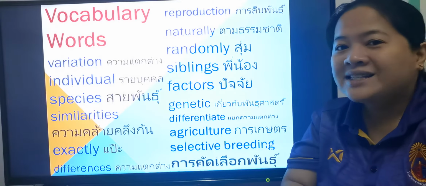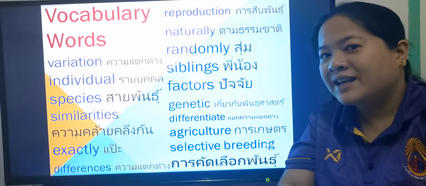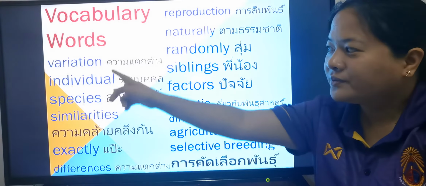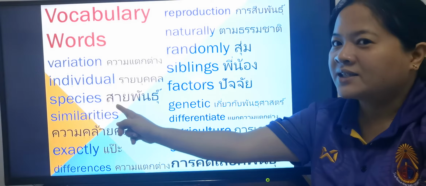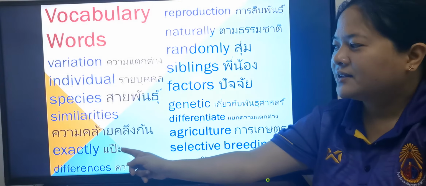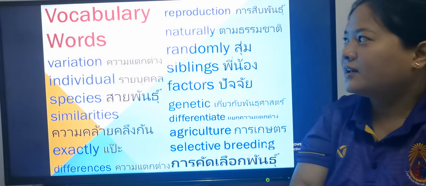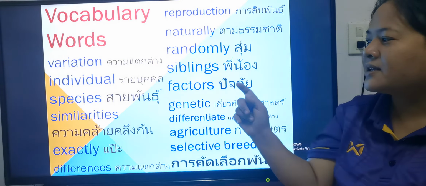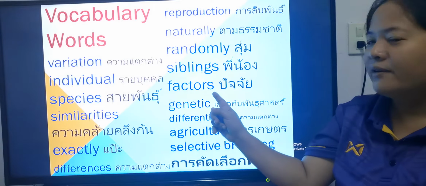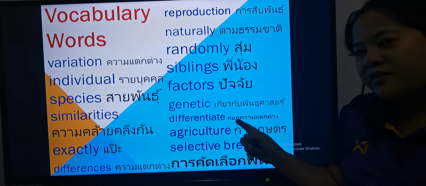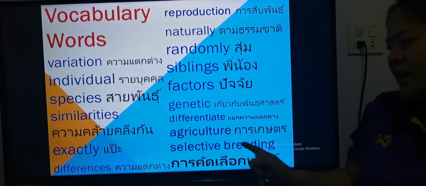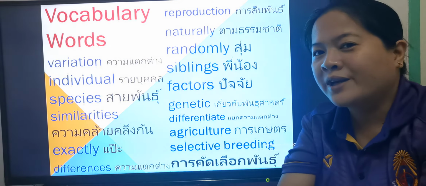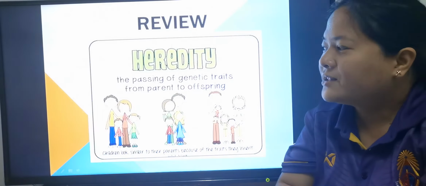Okay. These are the vocabulary words that I want you to be familiar with in this lesson, okay? Read with me and remember the meaning as well, okay? We have variation, individual, species, similarities, differences, reproduction, naturally, random, siblings, randomly, factors, genetic, differentiate, agriculture, and selective breeding. Okay, so these are the vocabulary words that I want you to be familiar with for the lesson. Okay, so let's review.